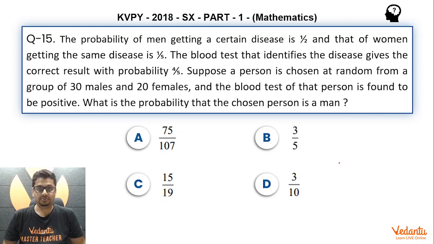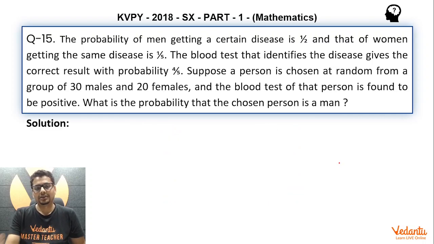Suppose a person is chosen at random from a group of 30 males and 20 females. Males means men, females mean women. And the blood test of that person is found to be positive. What is the probability that the chosen person is a man, or you may say is a male?